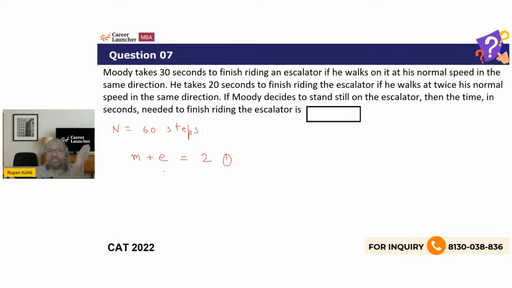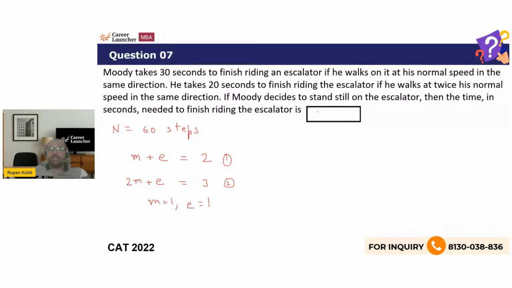If he walks at twice his normal speed, so 2m plus the escalator speed is his new speed, which equals distance by time, 60 by 20, 3 steps per second. Second equation. Therefore, very simply subtract them. 2m minus m, m is 1, 3 minus 2, m is 1, e is also 1. Very simple numbers coming, right? 1 plus 1 is 2, 2 plus 1 is 3.